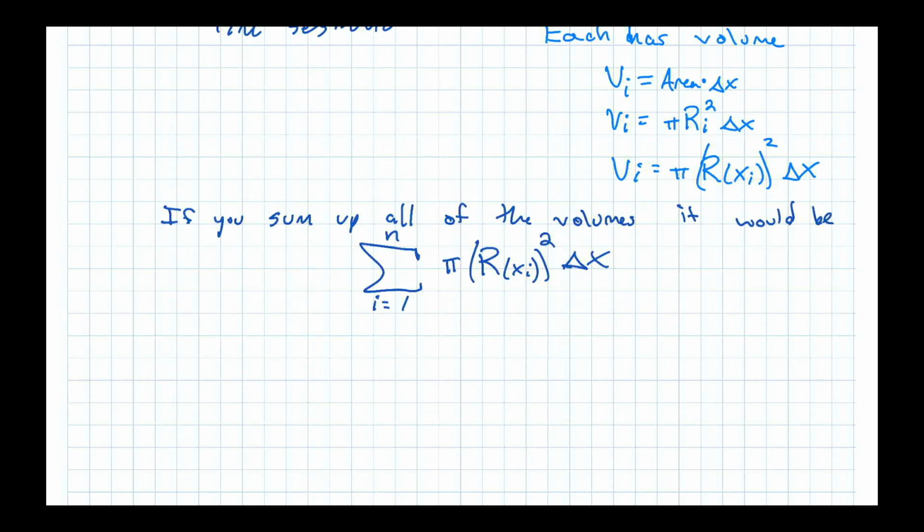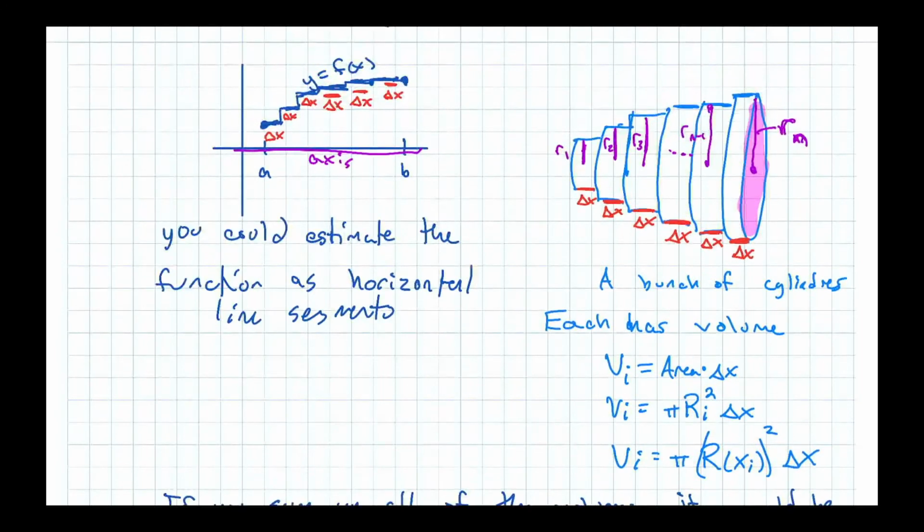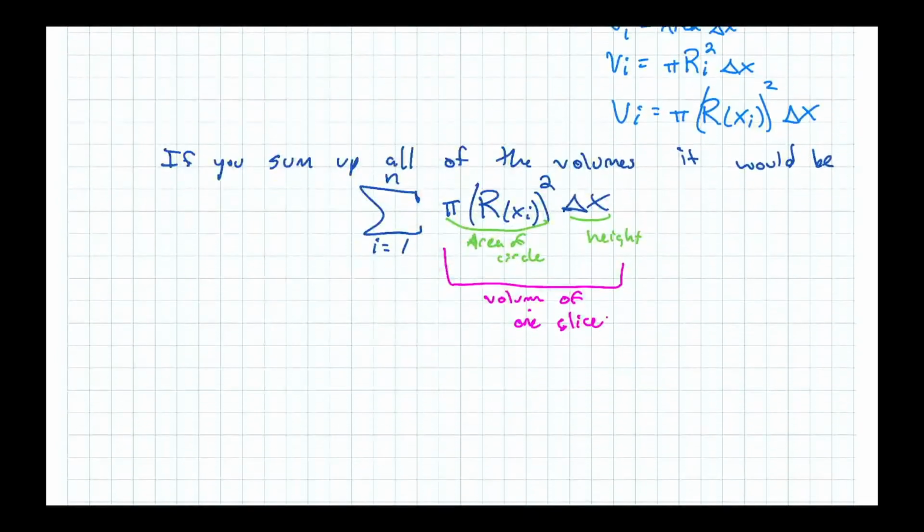So this right here says area of a circle. And then this is a separate height. And if you take all of this together, what is this? That's the volume of one slice. I was calling each of these a slice. So slice, slice, slice, sliced up into cylinders. Okay, and that's the idea.